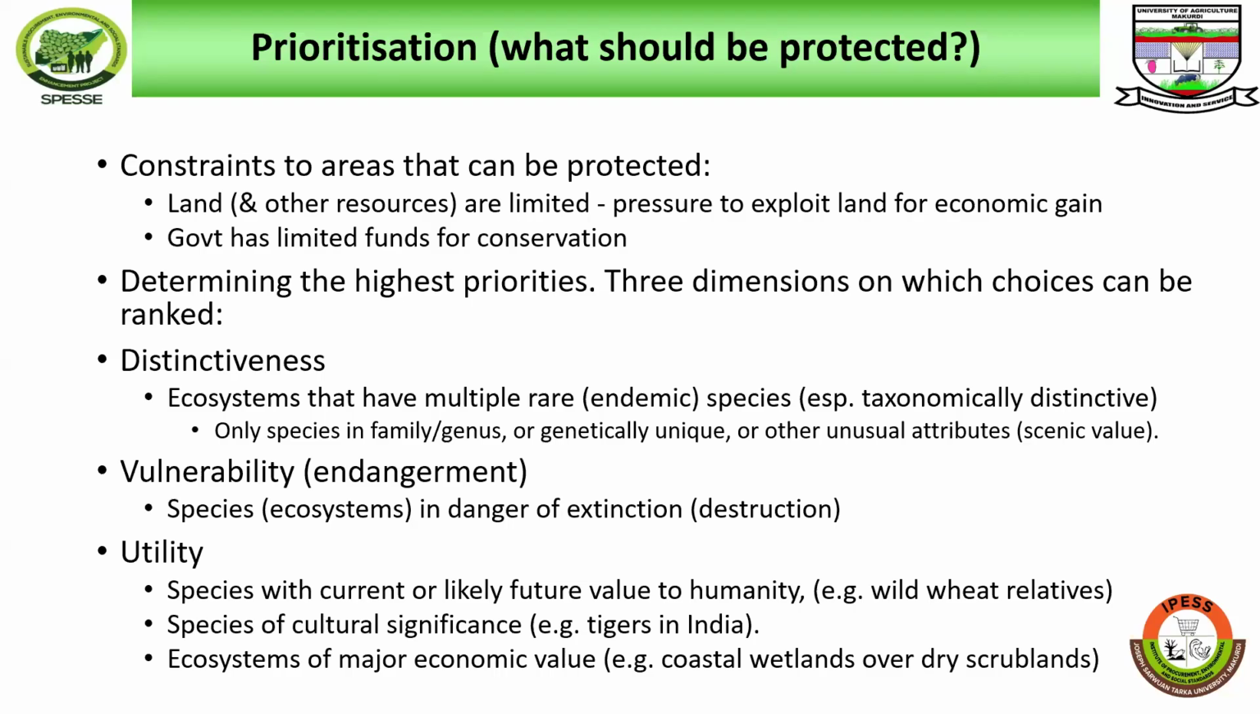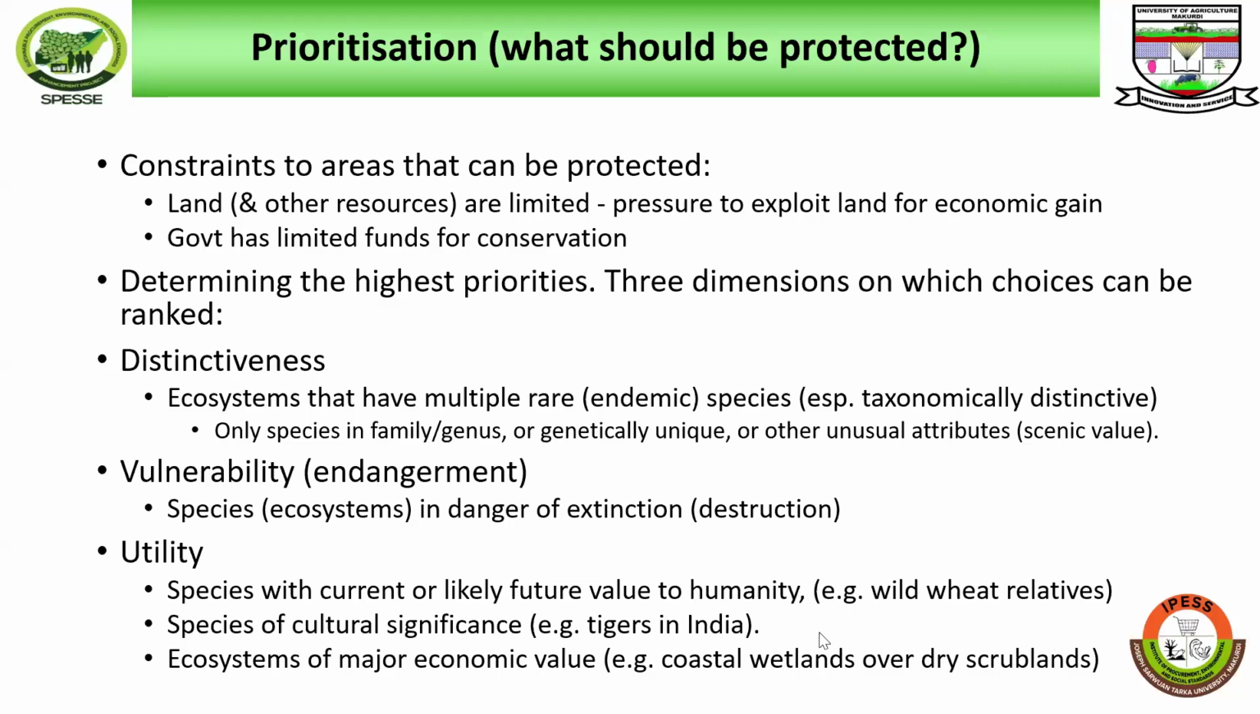In terms of utility, you'll be talking of species with current or likely future value to humanity. So if you identify a plant or an animal, and you think that is going to be valuable, you could decide to base your choice in terms of ranking on that. Species of cultural significance. An example there is tigers that have a significance to the Indians. You can design a protected area because of that.